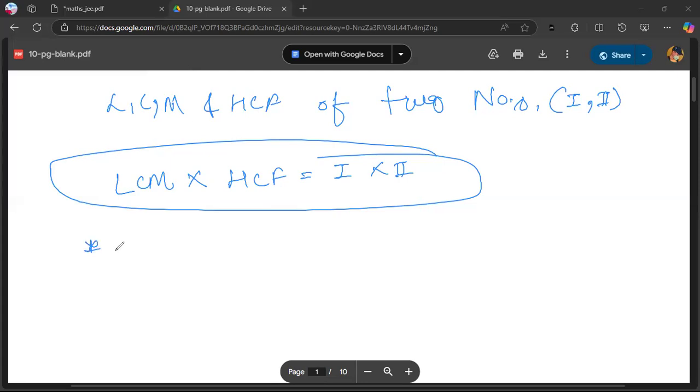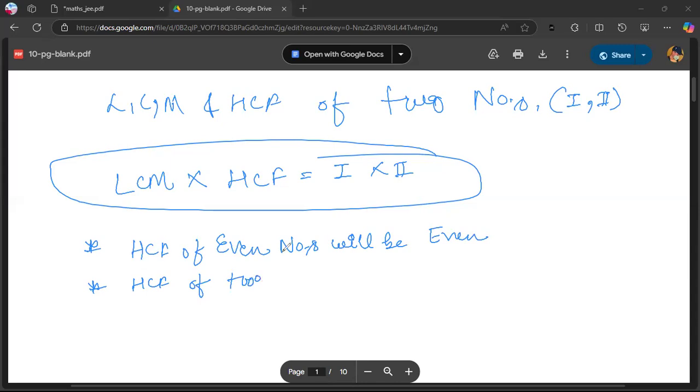There's one more thing to note. The HCF of even numbers will be even, and we also discussed this earlier, the HCF of two co-prime numbers is 1. Understood all these points?